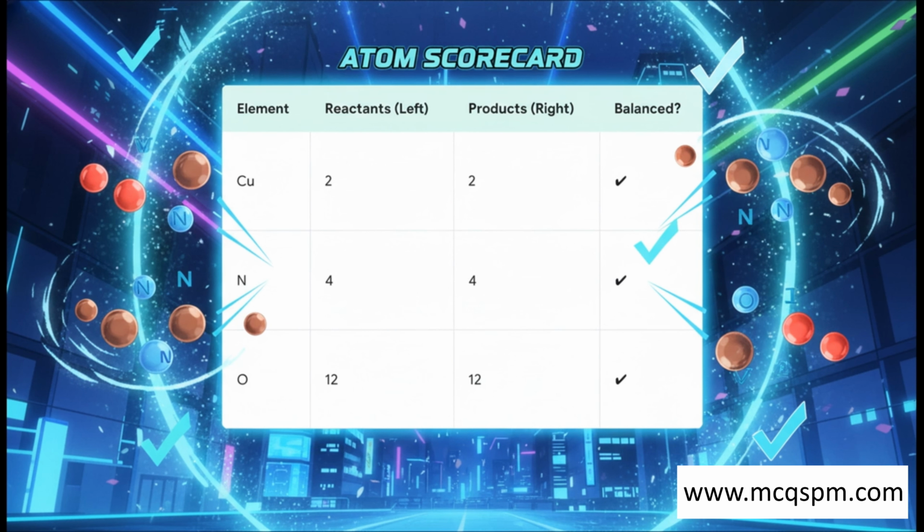And here's my absolute favorite pro tip to make sure you never make a silly mistake again: use an atom scorecard. Just make a simple table and count them up. On the left, we've got 2 coppers, 4 nitrogens, and 12 oxygens. Now let's check the right side. Yep. 2 coppers, 4 nitrogens, and 2 plus 8 plus 2 is 12 oxygens, perfectly balanced. This little trick makes it almost impossible to get wrong.